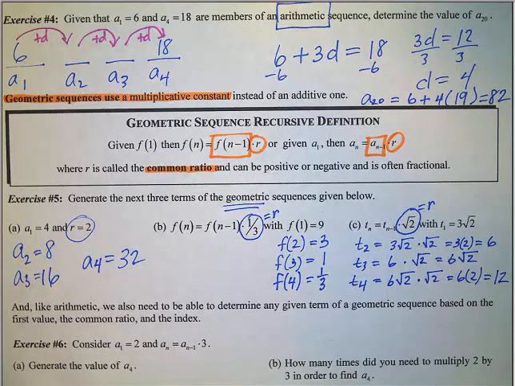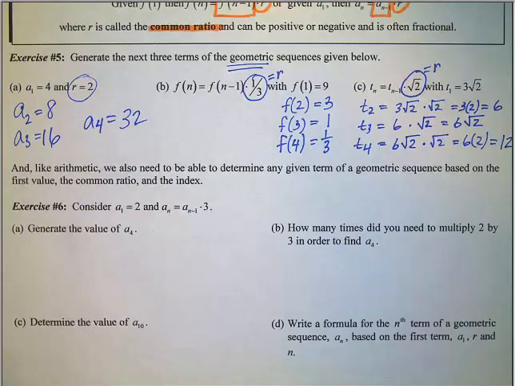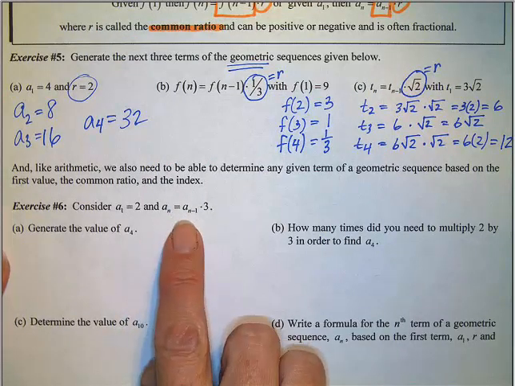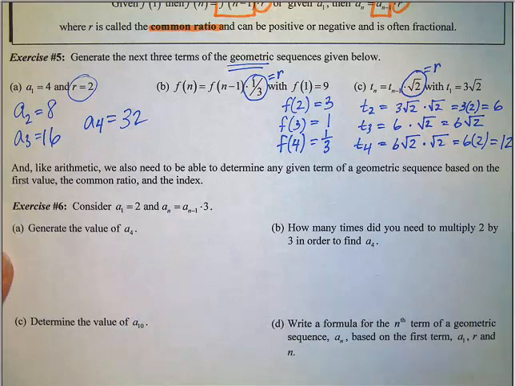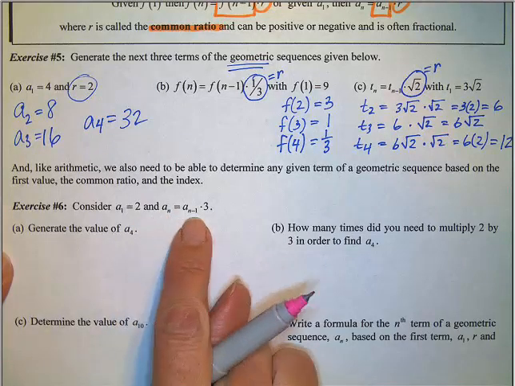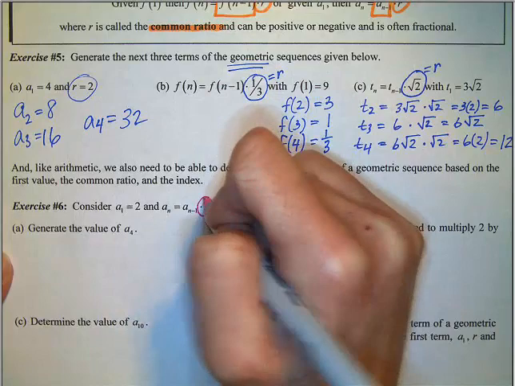All right. Like arithmetic, we also need to be able to determine any given term of a geometric sequence based on the first value, the common ratio, and the index. So the first term is 2, and our pattern is a sub n equals a sub n minus 1 times 3. So some term equals the term before it times 3. So this is our r.